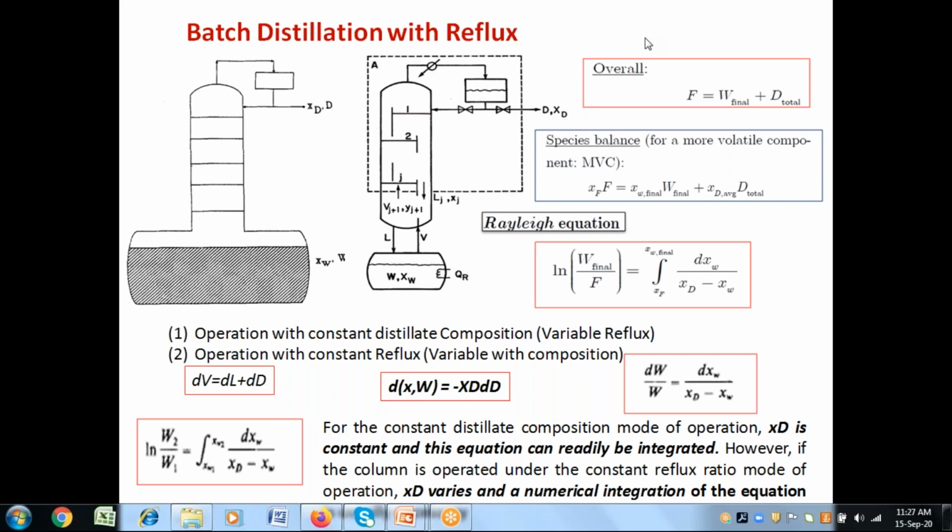Is anybody having any doubt regarding batch distillation with reflux? Because this is very important nowadays. All of you are going for the pharma industries, and pharma industries will have mostly batch operations. In batch operations, you find this type of distillation column.